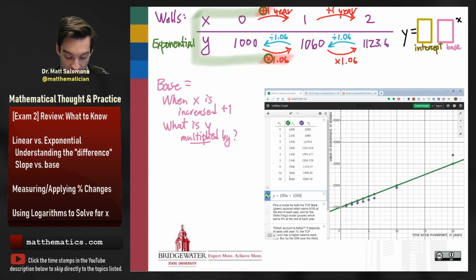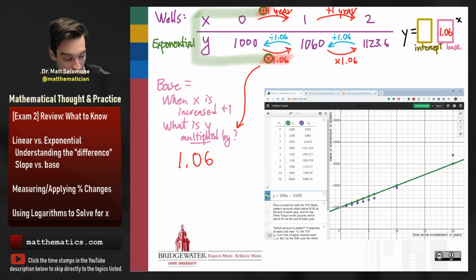So if we happen to have a data table that's this nice, where we have increases by 1 in the x variable, then the amount that y is being multiplied by for each one of those increases of 1 in the x variable is what we mean by the base of my exponential equation. So I'll fill in the base here, 1.06. Okay.